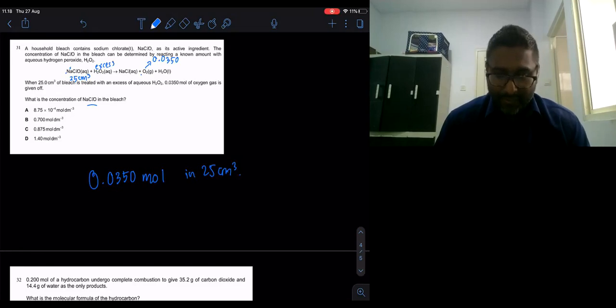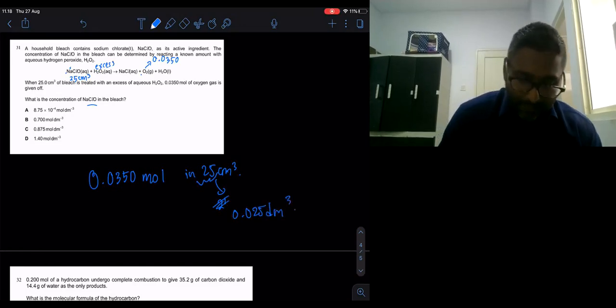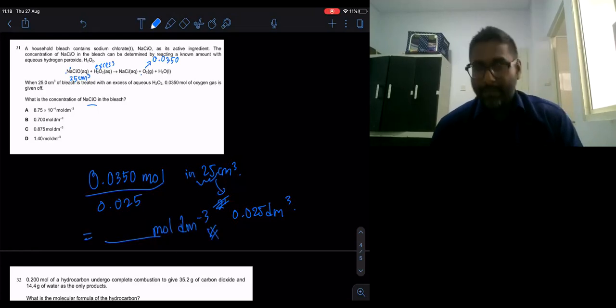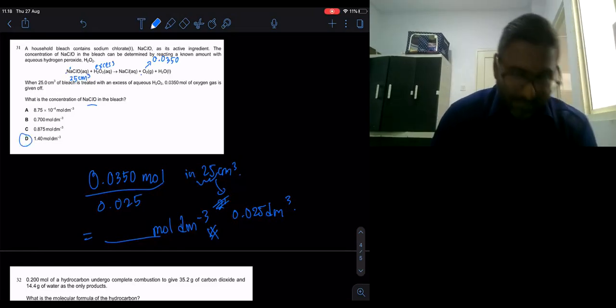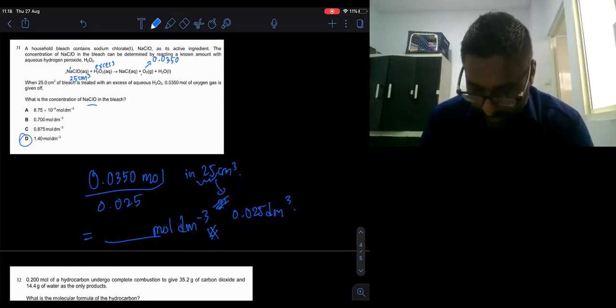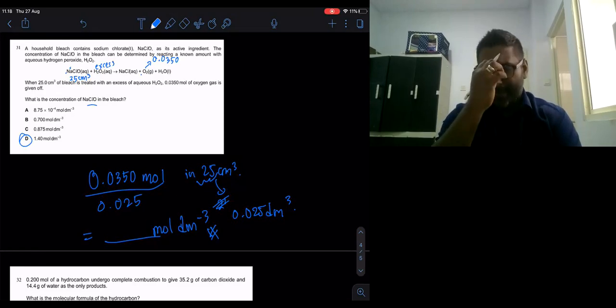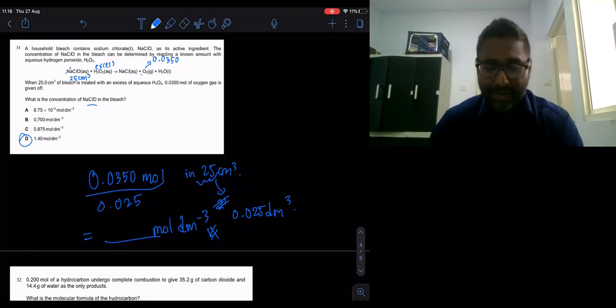So concentration is going to be, change this into dm cube. 0.025 dm cube. So divide, and what do you get? 1.4. It's a very easy question. I thought they wrote a lot of things, maybe it will be challenging, but do remember sometimes it happens in that way also. Sometimes they write a lot, but it's actually a very easy question.